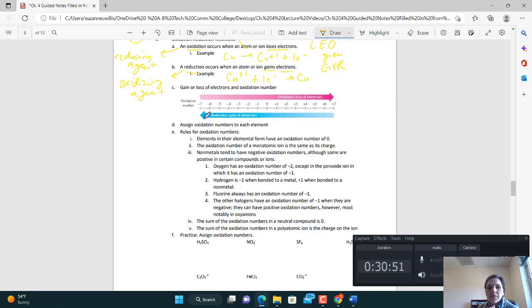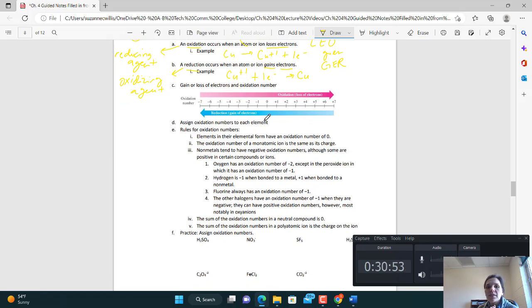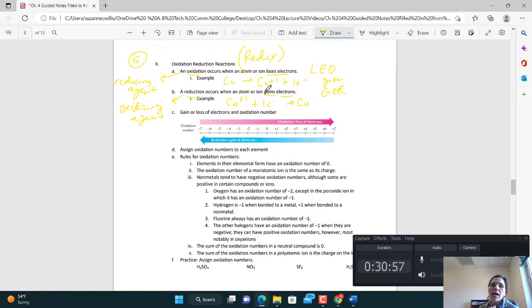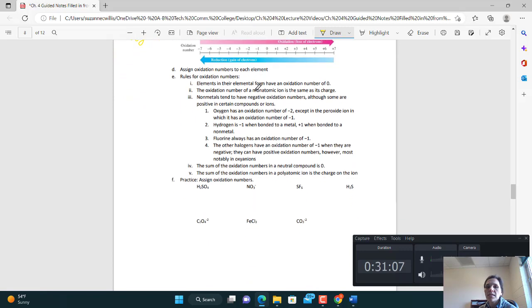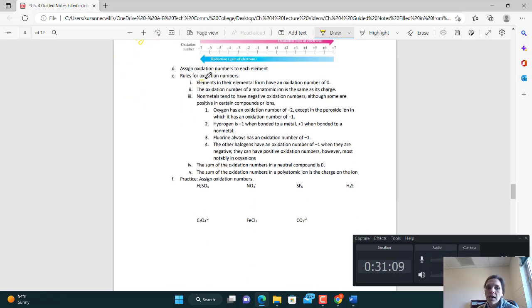So the last thing we're going to do here is figure out how to assign what are called oxidation numbers when the charge is not obvious. When you have just ionic compounds, you know the charges, and you use those charges. But sometimes it's not quite that straightforward. So we use these things called oxidation numbers to help us take care and watch where electrons went, to see who lost electrons in a reaction and who gained electrons in a reaction, okay?